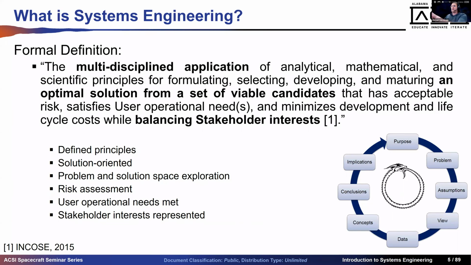So this is the formal definition, a lot of text here. We're going to step through this. It's a multidiscipline application, analytical, mathematical, scientific, maturing an optimal solution from a set of viable candidates. That's really important. Has acceptable risks, satisfies those operational needs, and all of this has happened while balancing the stakeholder interests. Your stakeholders are going to want different things, possibly conflicting things. At the bottom right there, you see the Ouroboros, the dragon ate its own tail. This is often a symbol used to describe systems engineering because it's not a linear process and it's not supposed to be.